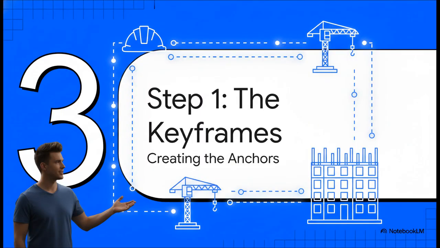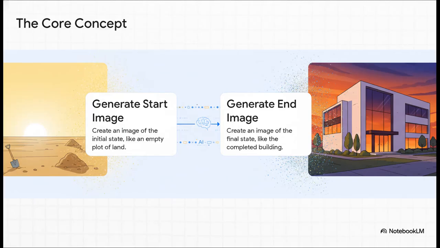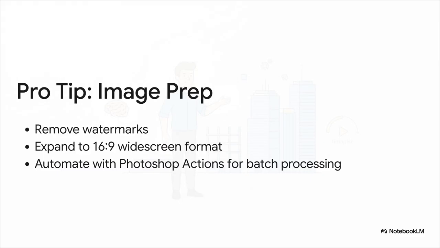Step 1 is all about creating the keyframes. Now, this is the absolute foundation of the whole animation. If you get this part right, trust me, everything else just falls into place. The idea here is really simple, but so powerful. All you have to do is generate 2 images. The absolute beginning of your story, let's say an empty plot of land, and the absolute end, the finished building. These 2 pictures act like anchors, giving the AI the start and end points to build the whole story in between.